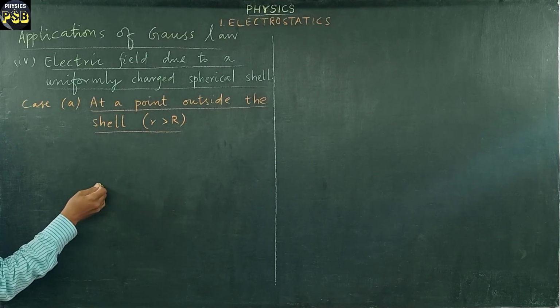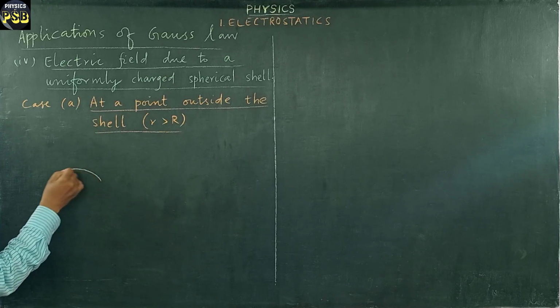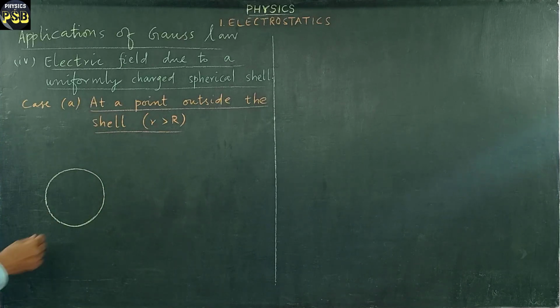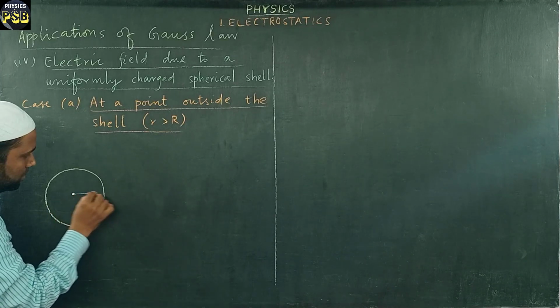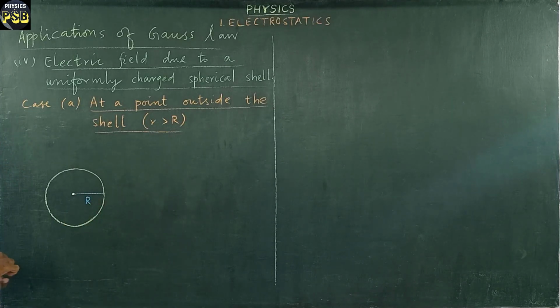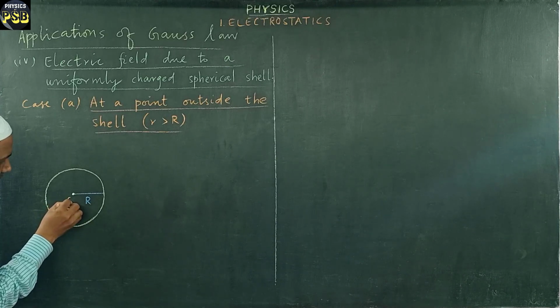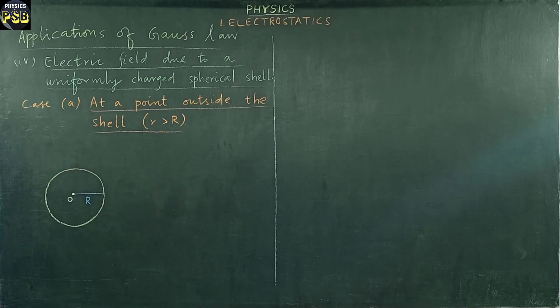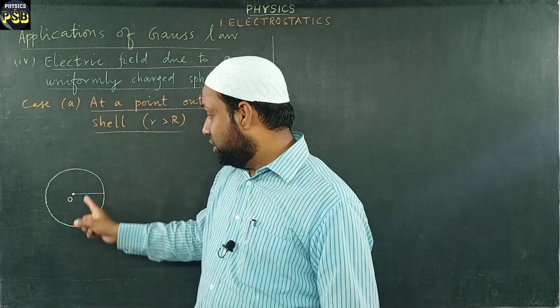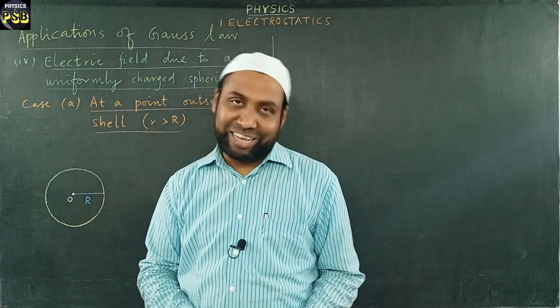I consider a charged spherical shell having a radius represented by the letter capital R. Here O is the center of this charged spherical shell. Now I take a point P outside this charged shell. At point P I am going to find the electric field due to this charged spherical shell.